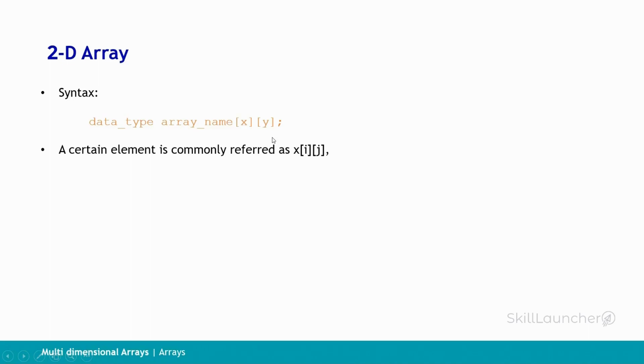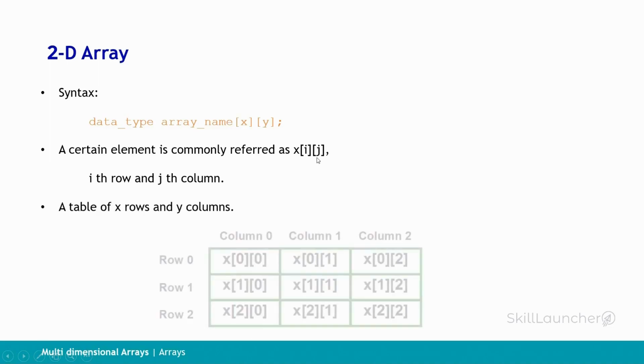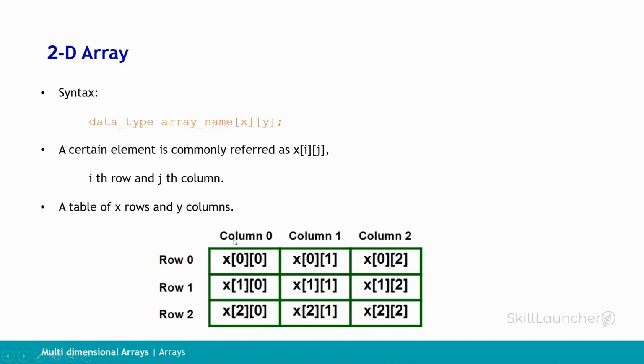Elements in a two-dimensional array are commonly referred to by x[i][j], that is array name, i and j, where i is considered as the row number and j is considered as the column number. So this will specify the element in ith row and jth column. It is interesting to know that the column number and the row number start from 0. So the first element in a 2D array would be given as x[0][0], that is element in 0th row and 0th column. Now the second element would be given as x[0][1], that is element in 0th row and first column, and so on.